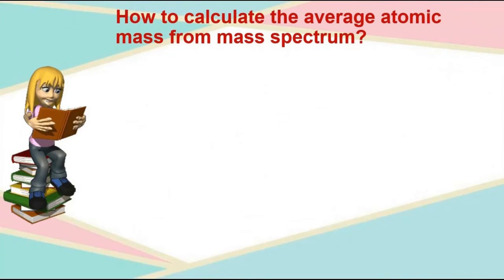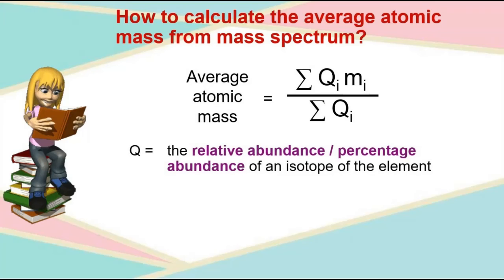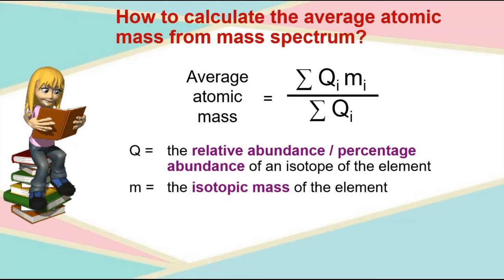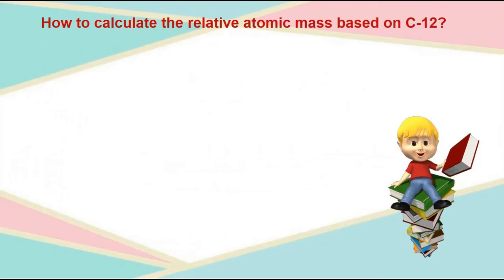How to calculate the average atomic mass from a mass spectrum? The formula for average atomic mass is summation QiMi divided by summation Qi, where Q equals the relative abundance or percentage abundance of an isotope of the element, and M indicates the isotopic mass of the element. The unit of the average atomic mass is AMU, or atomic mass unit.